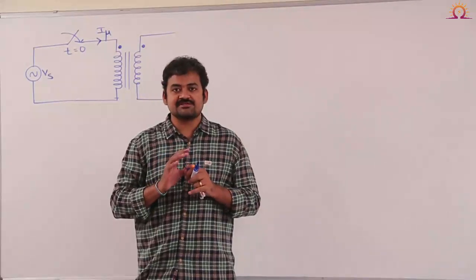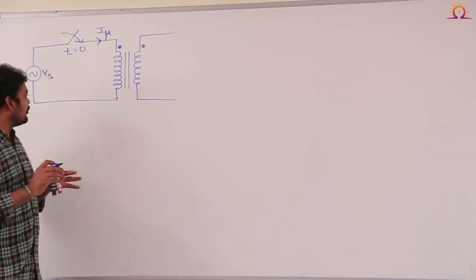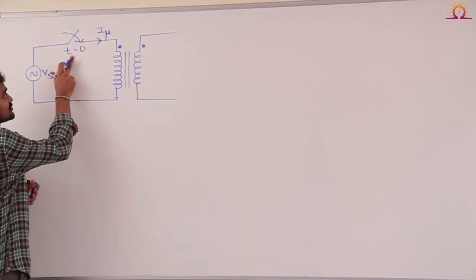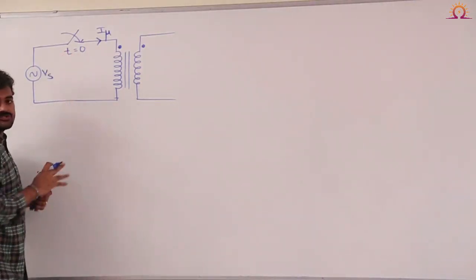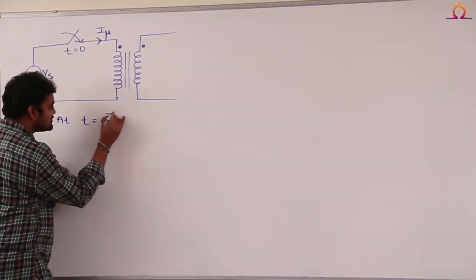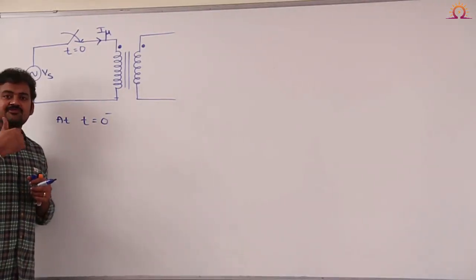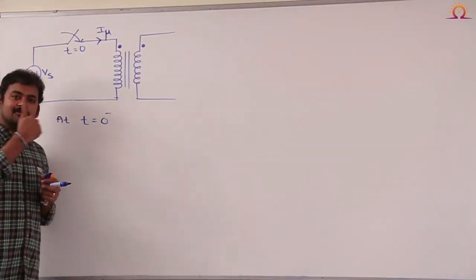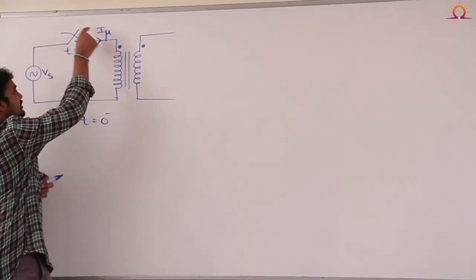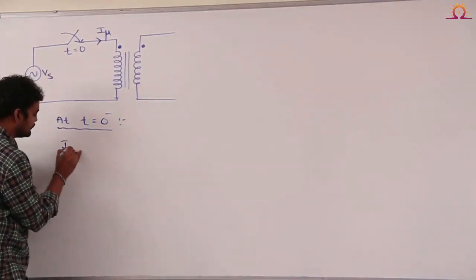Now my question here is that transformer is a highly inductive circuit. So therefore, look at this. Suppose the switch is assumed to be closed at a time instant t is equal to 0. That means you tell me what is the observation at t is equal to 0 minus. T is equal to 0 minus means before closing the switch or after closing the switch? Before closing the switch. Before closing the switch means it is open circuit. Therefore, what is magnetizing current value will be equal to 0.